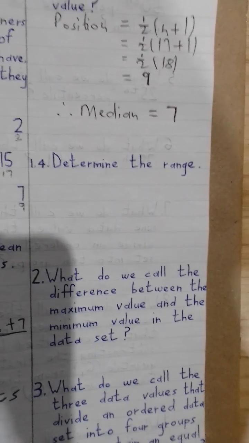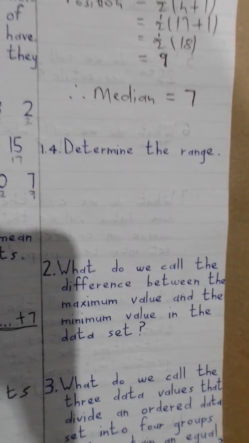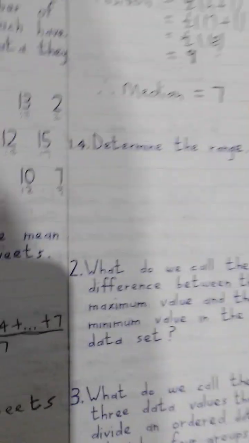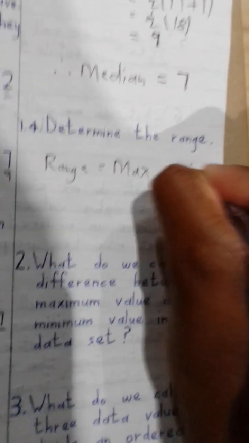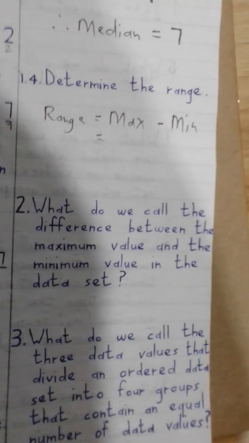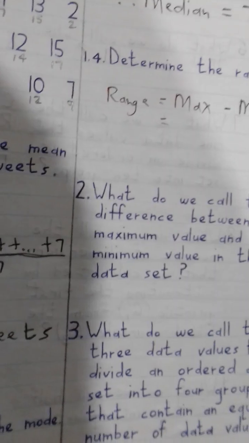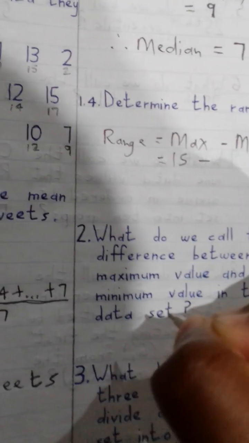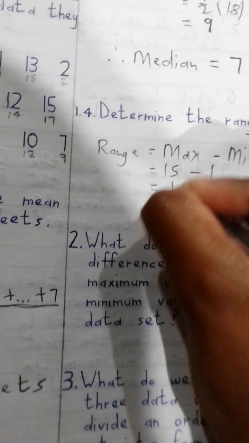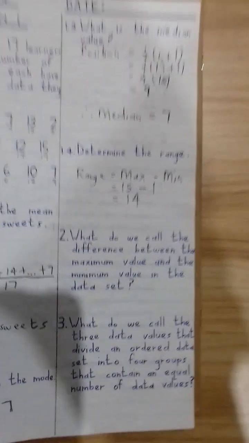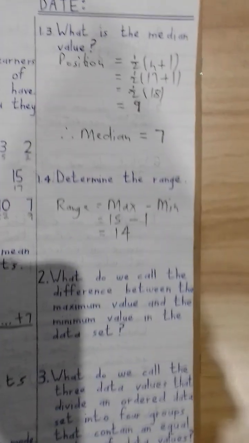1.4 states, determine the range. If you don't know, so range is max minus min. Maximum value, the last value, number 17, is 15. Minimum value, the first one is 1. So range is 15 minus 1 is 14. I hope that makes sense.